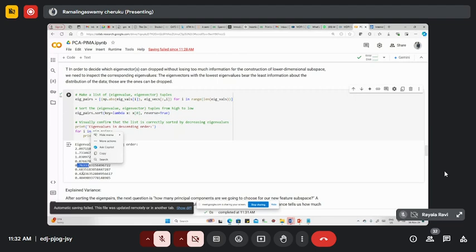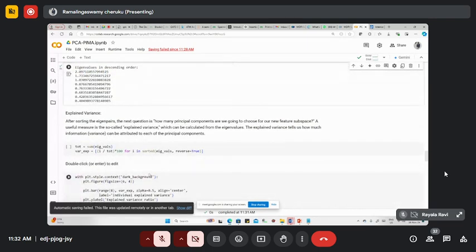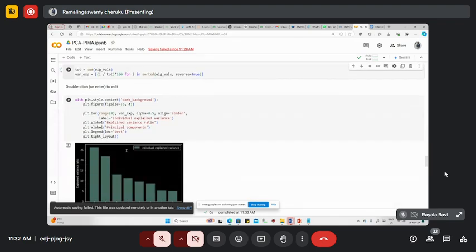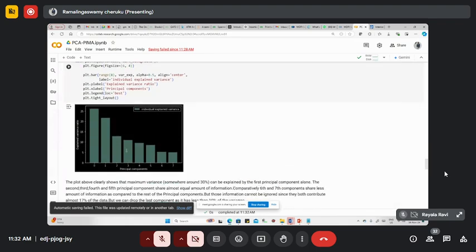Now, if you look, there are 8 eigenvalues, because the number of features is 8. But our intention is not to keep all the features. Out of these 8 features, how many should we consider so that I can retain the maximum information? For that, you can calculate the variance percentage, that is, what is the contribution of each lambda towards the preservation of the information?